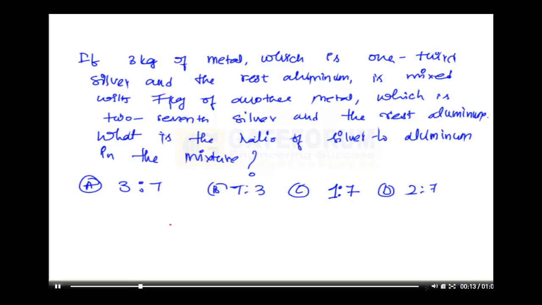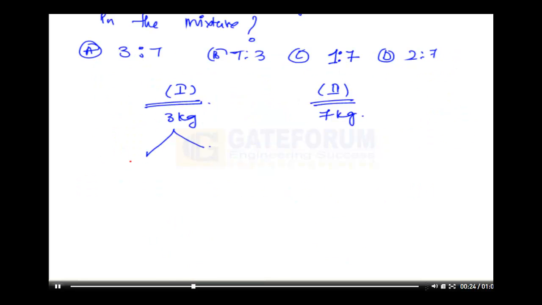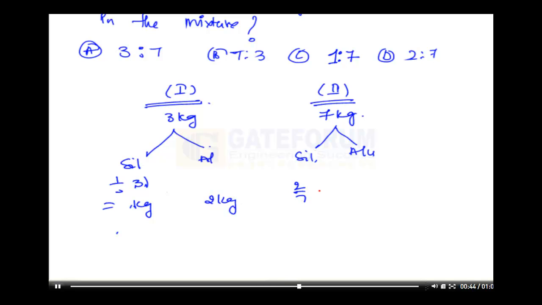So there are 2 different mixtures. Let us say first one and second. In the first one, the amount is 3 kg and the weight of the second one is 7 kg, which contains silver and aluminium. Now, the quantity of silver is 1/3 of 3 kgs, which will come up to 1 kg, and the remaining is aluminium, that will be 2 kg. Similarly, the amount of silver in the second metal is 2/7 of the entire weight, which is 2/7 of 7, that is 2 kgs. So the remaining aluminium will be 5 kgs.